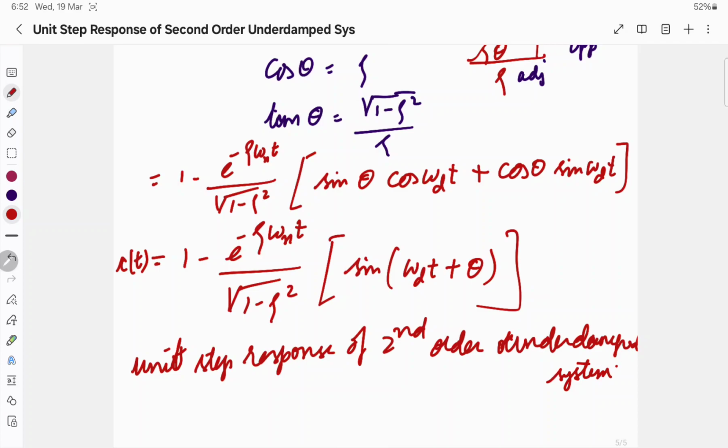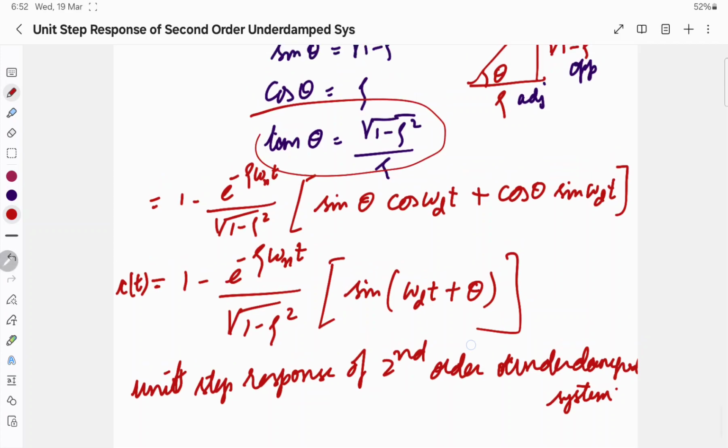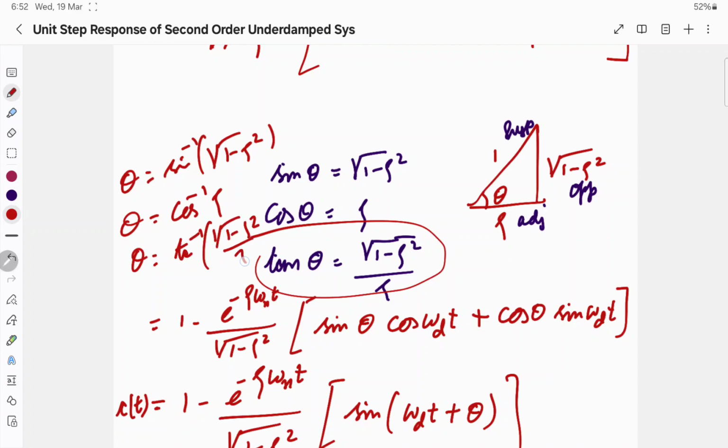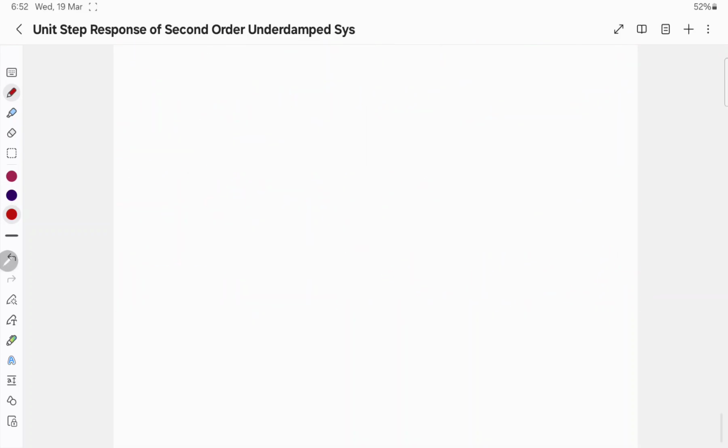Okay, right, and please remember the theta is from this expression. From these three expressions you can write what is theta. Theta you can either go for sin inverse of square root of 1 minus zeta square, or else you can say cos inverse of zeta, or else you can say tan inverse of square root of 1 minus zeta square by zeta. Okay, right, now we will see the graphical representation of this.